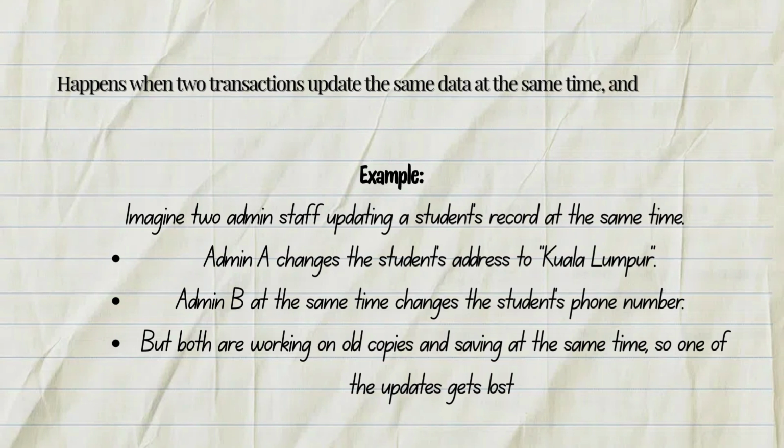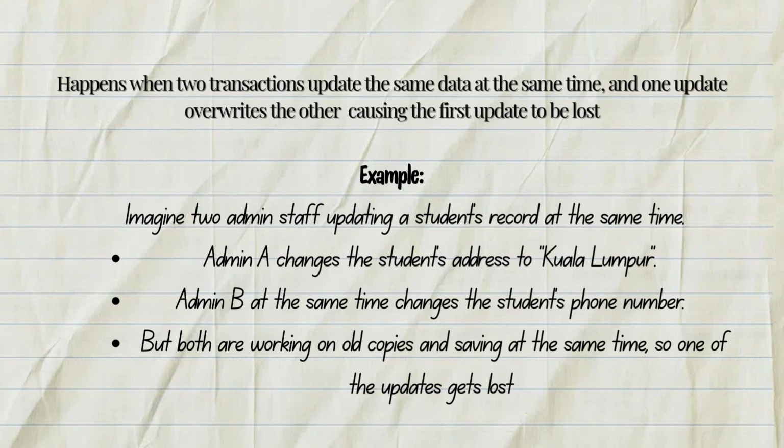For example, imagine two admin staff updating a student's record at the same time. Admin A changes the student's address to Kuala Lumpur. Admin B at the same time changes the student's phone number. But both are working on old copies and saving at the same time, so one of the updates gets lost.